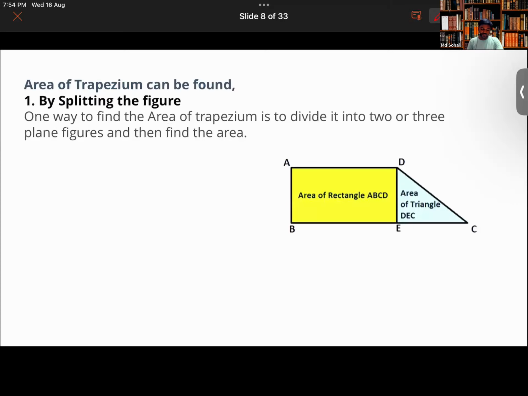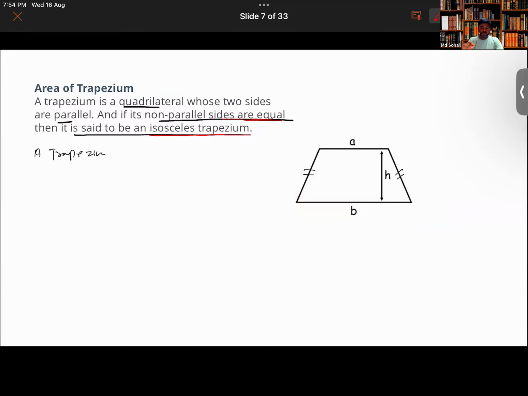Look here. When we find the area of a trapezium, it's not that all the sides must be equal. Just take a simple trapezium. Okay, you are provided with a trapezium. Let's say I give you a trapezium like this. That is also a trapezium. So how do you calculate the area of this trapezium?